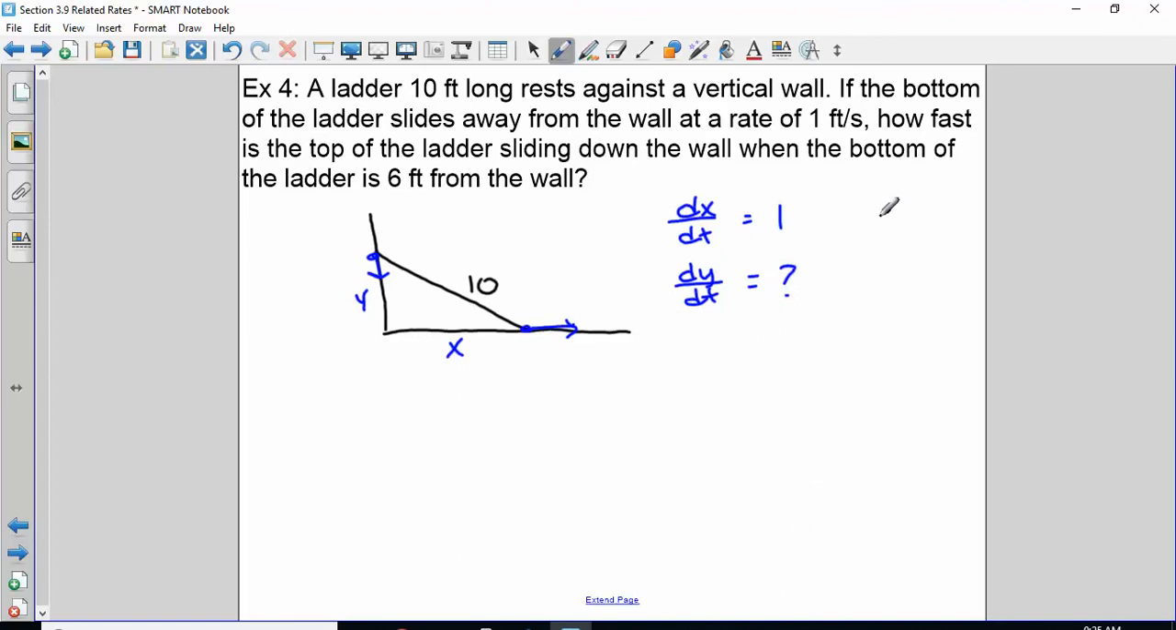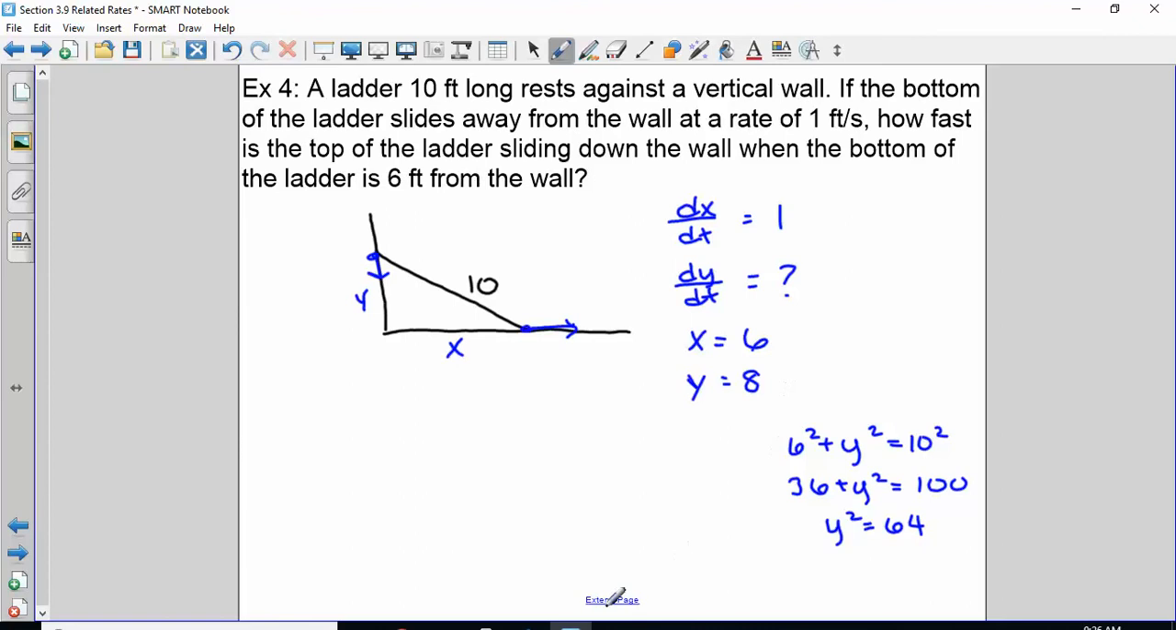Okay. When the bottom of the ladder is 6 feet from the wall, so we're looking at the instant when my x is 6. Okay, we're going to have to find our y eventually, aren't we, just like the last one? So how would I find y for that particular instant? Pythagorean theorem. So it would be 6 squared plus y squared equals 10 squared. So y squared equals 64. Is my y positive or negative? Positive. It's just the height. So at that particular instant, my y will be an 8.